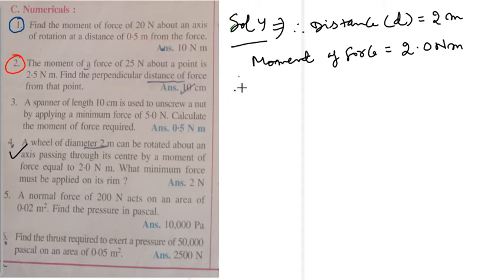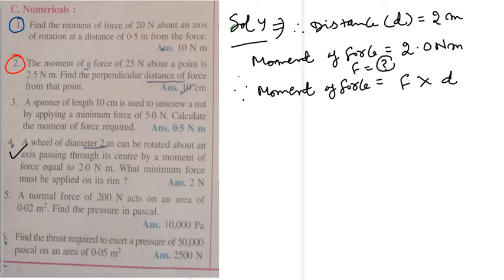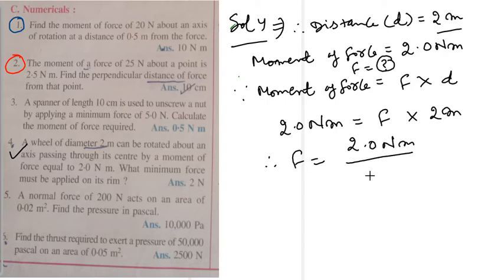Because as we know, moment of force is equal to force F into distance D. We have to find out force here, right? So moment of force is 2.0 newton meter. Force we have to find out, and D we are given here 2 meter, right? So therefore F would become 2.0 newton meter upon 2 meter. So this meter got cancelled, this 2 by 2. So what would be our answer?